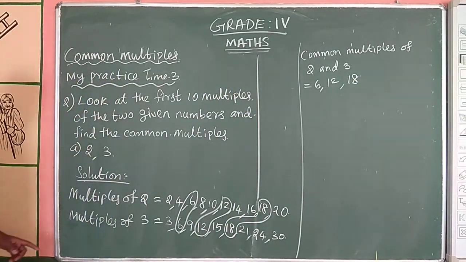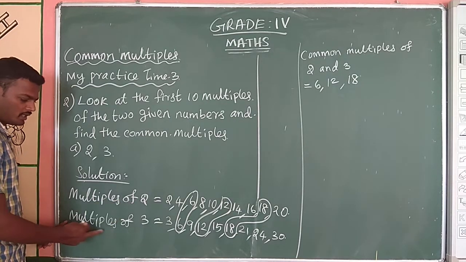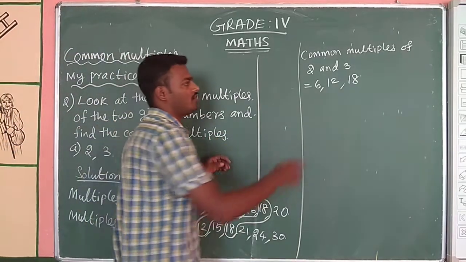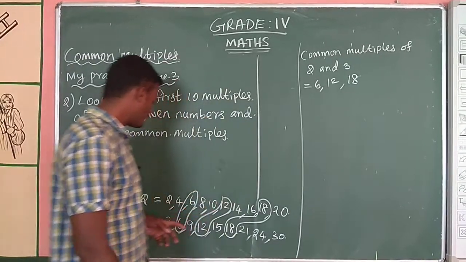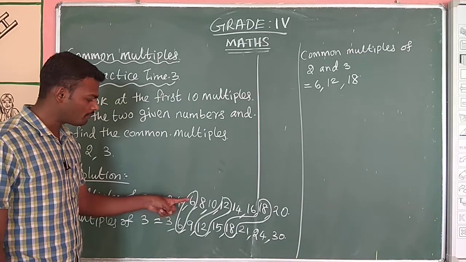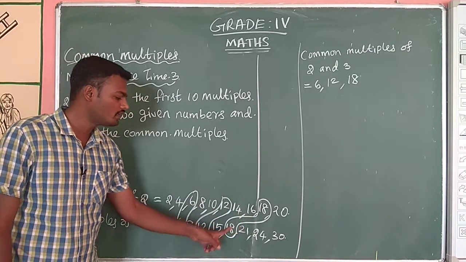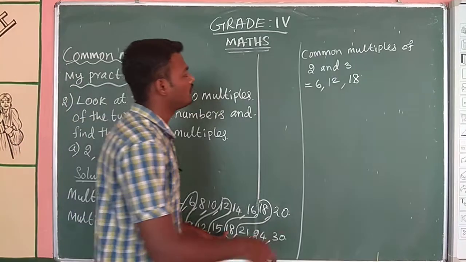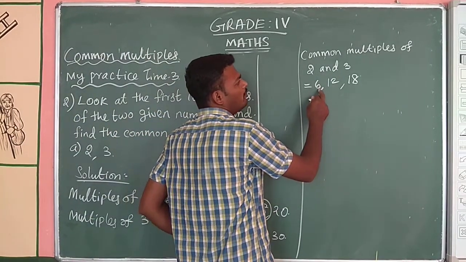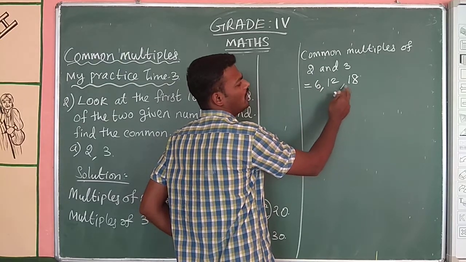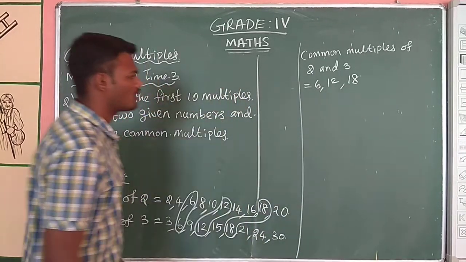So we have the first 10 multiples of 2 and the first 10 multiples of 3. Next we find common multiples of 2 and 3. Comparing the two, the first common number is 6, the next common number is 12, and the next is 18. So the first 3 common multiples of 2 and 3 are 6, 12 and 18. And next question.